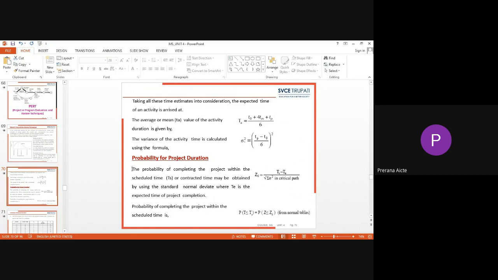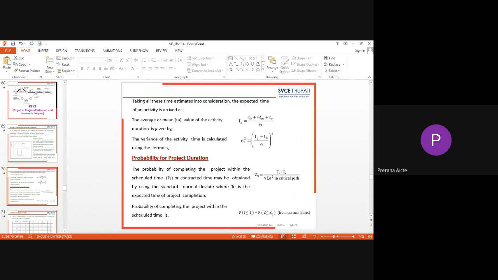The formula which can be used is the average or mean time, which is the expected value of the activity, and it is given by (TO + 4TM + TP) / 6. Here TO is the optimistic time, and 4TM represents the most likely time. That most likely time is considered 4 times, and the optimistic time and the pessimistic time TP are considered a single time each, and the whole is divided by 6. It simply gives the average or mean of the particular time estimate.